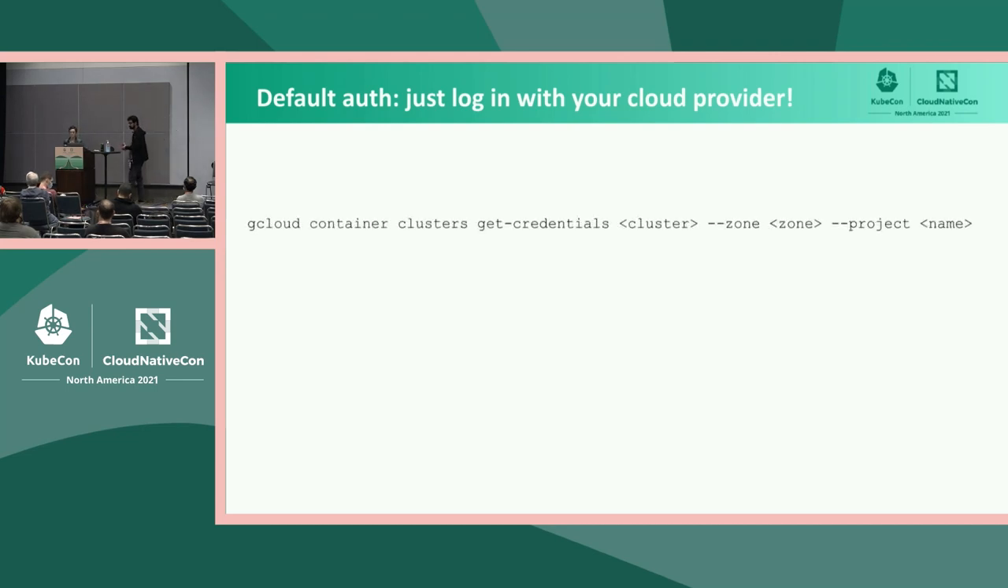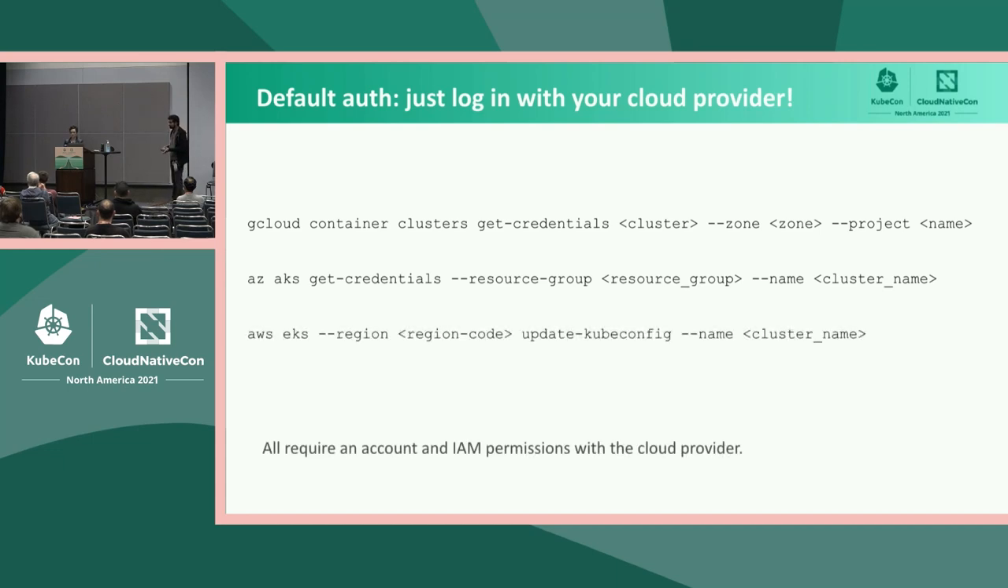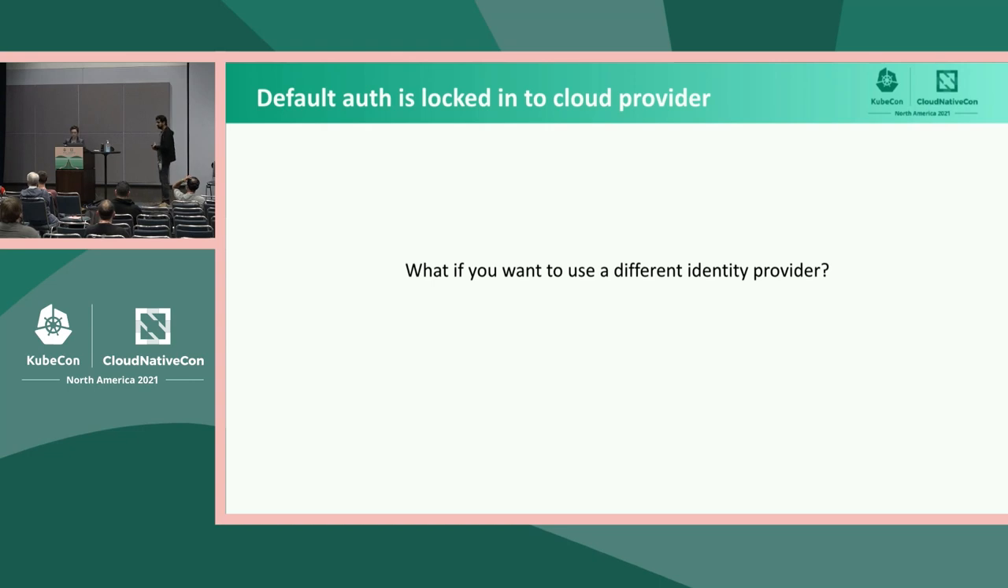All right, so if you're using GCP, you're probably used to using the gcloud CLI. If you're using Azure, you're used to using their CLI. And if you're using EKS, you're used to their CLI, right? So each of these platforms has their own integrated IAM solution, right? And this is totally fine if you're all in on a single platform, right? But what if you're not, right? What if you want to use a different identity provider, right?